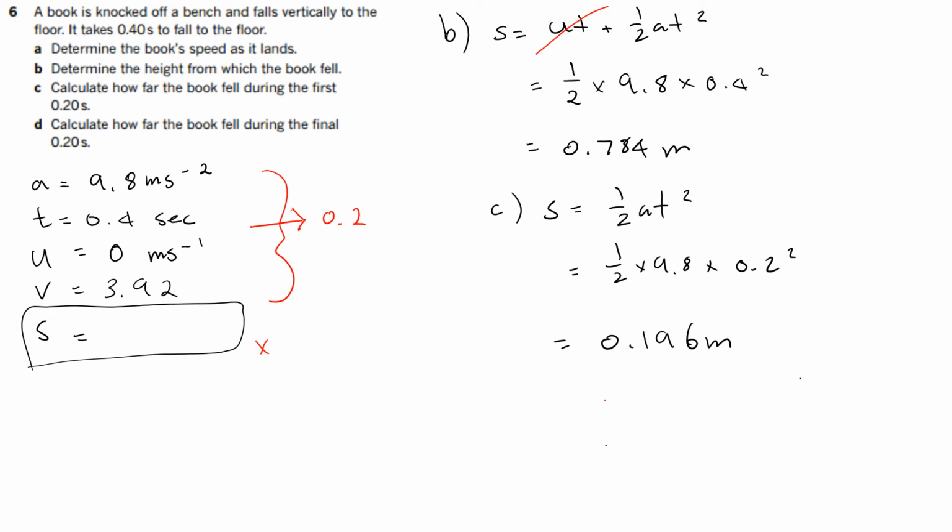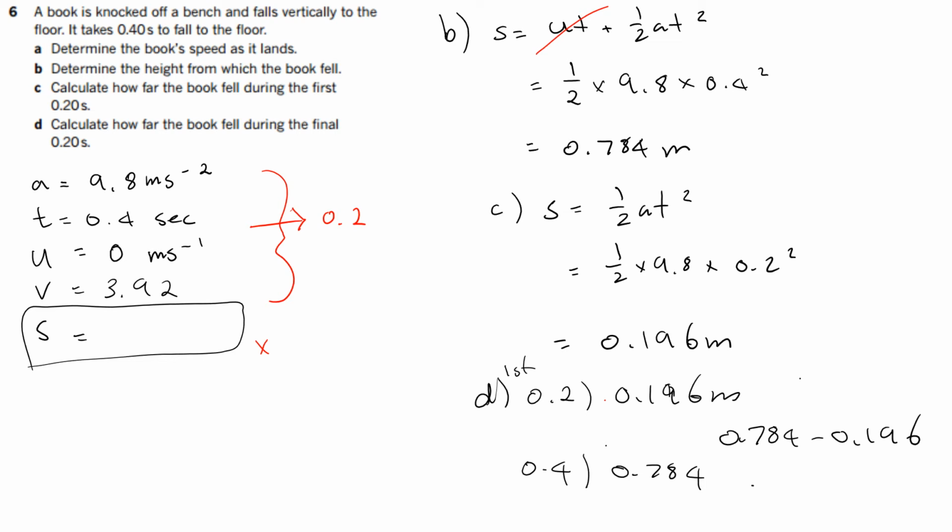Okay, and now part D. Calculate how far the book fell during the final 0.2 seconds. In the first 0.2 seconds, it fell 0.196 meters, and the total distance over 0.4 seconds is 0.784. So to find the distance the book fell in the final 0.2 seconds, we just do 0.784 minus 0.196, which is equal to 0.588 meters. So that's question 6.